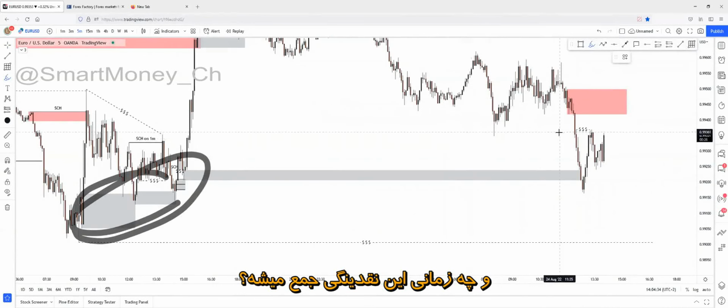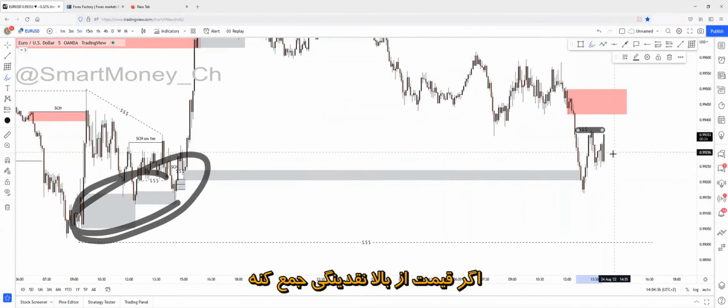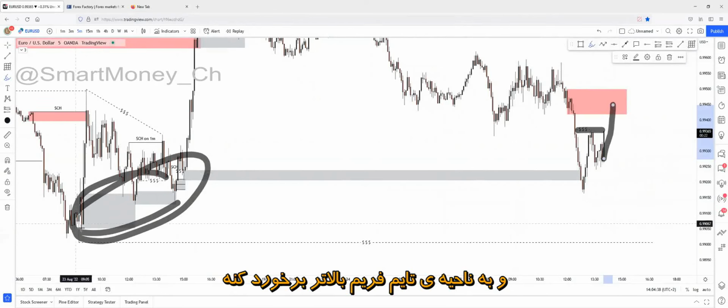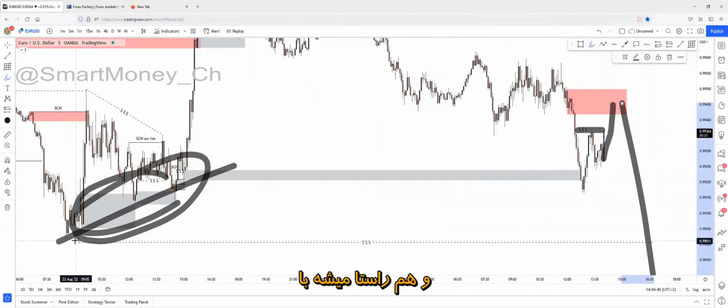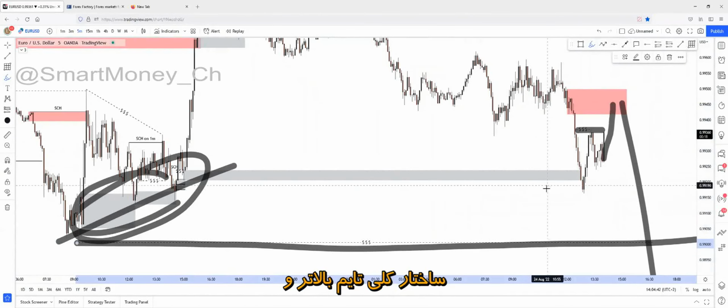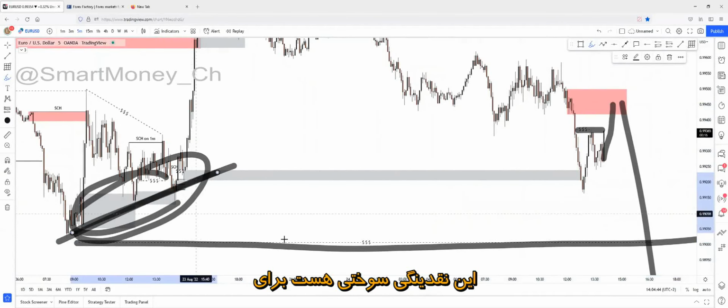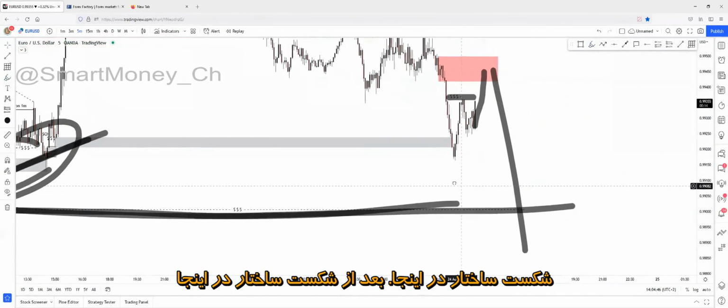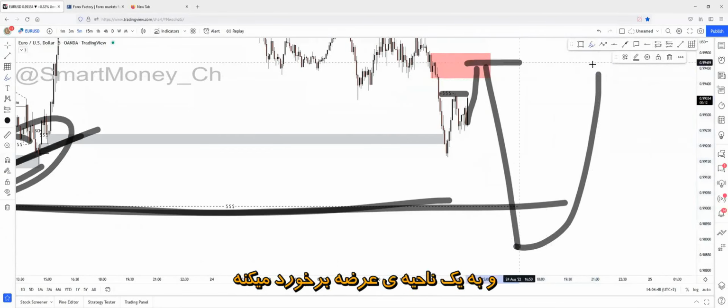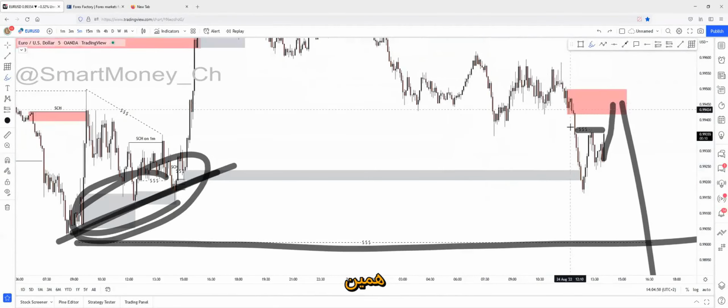And when will this liquidity be swept? If price collects liquidity from the upside, taps into a higher time frame zone, then this liquidity will be swept with this movement, and it lines up with our overall higher time frame structure. And this liquidity will be the fuel for the breakout structure here. After this breakout structure, price will reverse to the upside, come up to some higher supply. That's it.